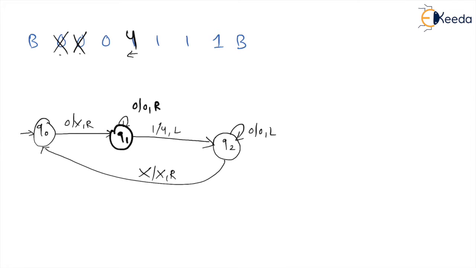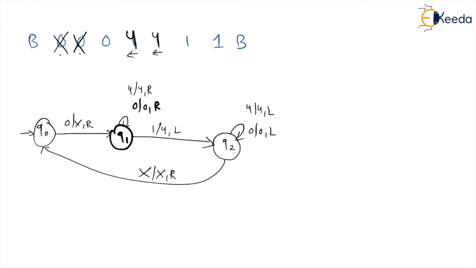In state q1, I get a 0, I bypass it. In state q1, I get a y, I keep it as y and move to the right till I get the first 1. In state q1, I get a 1, I make it as y and move to the left. In state q2, I now get a y, I keep it as y and move to the left. In state q2, I get a 0, I bypass it and move to the left.